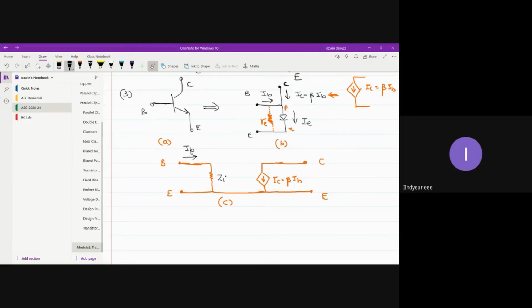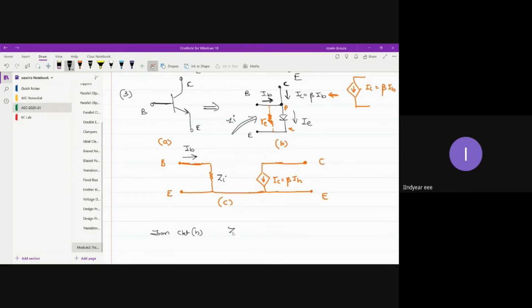Now, when you place the circuit in this manner, what happens? The same current IB flows through this impedance ZI, right? On the other hand, in circuit B, if you observe closely, IB is from base terminal to this point, right? And through resistance RE, which current flows? Current IE flows, right? So what we will do is we will try to find out the impedance ZI here.